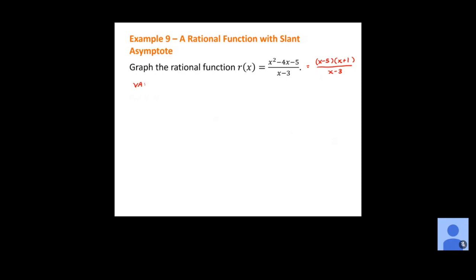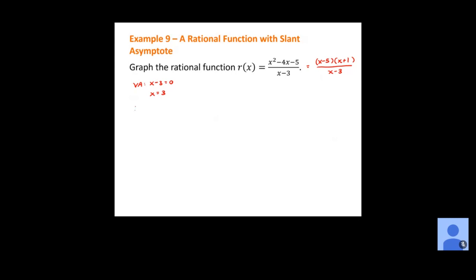So where are we going to have a vertical asymptote this time? At 3, right? So remember, we can take the denominator, x minus 3, set it equal to 0. It's going to give us x equals 3. And remember, for vertical asymptotes and horizontal, always put the actual equation. So in this case, the vertical asymptote would be x equals 3.